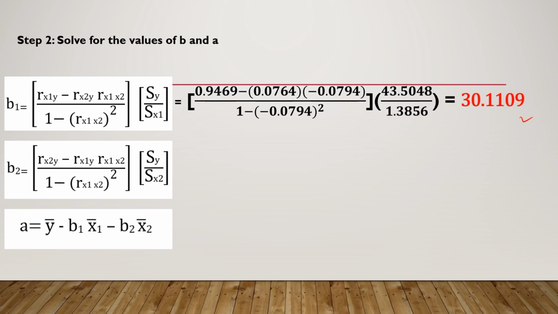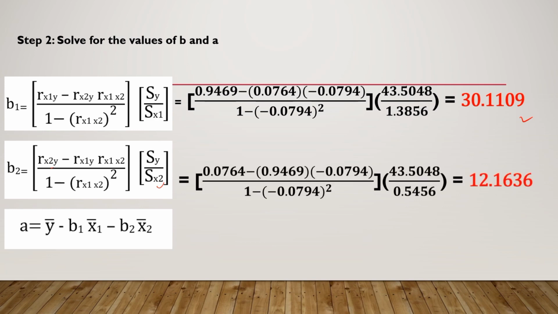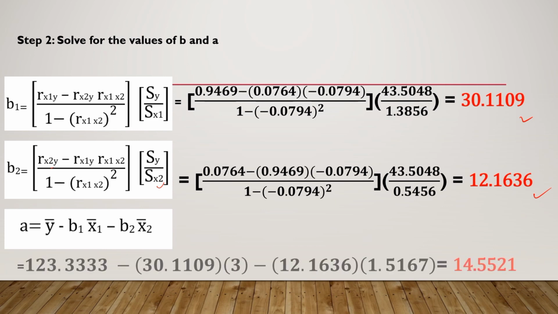Then for B2, almost the same formula. So for B2, this will be Rx2y and Rx1y, Rx1x2. Then for the sample standard deviation, this should be Sx2. Then we will have 12.1636. Then for A, that is equal to y bar minus b1 x sub 1 bar minus b sub 2 x sub 2 bar. So that is equal to 14.5521. So now that we got the B1, B2, and A, we'll proceed with the estimated cost.